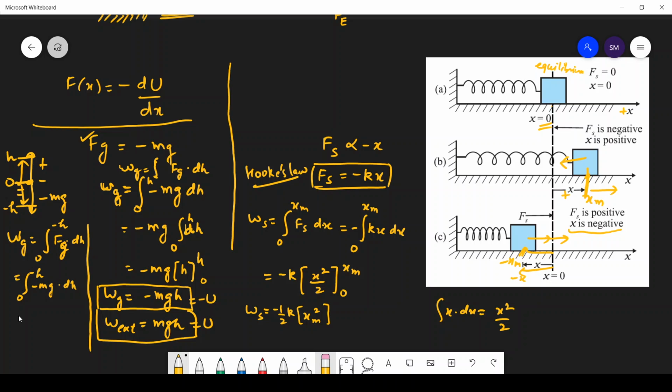But here the limit is 0 to h, so the body is coming down. So negative outside, mg, and this h will be here. But here now it's 0 to minus h. So put the value of final position, that is minus h here. So mg into minus h minus 0. So this is mgh. This work done is positive because you are doing it in the direction of the gravitational force. So students, this is what this is all about.